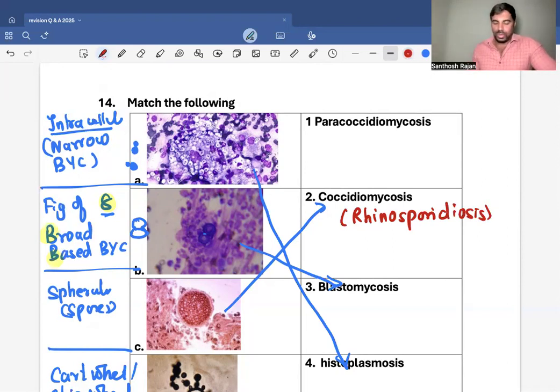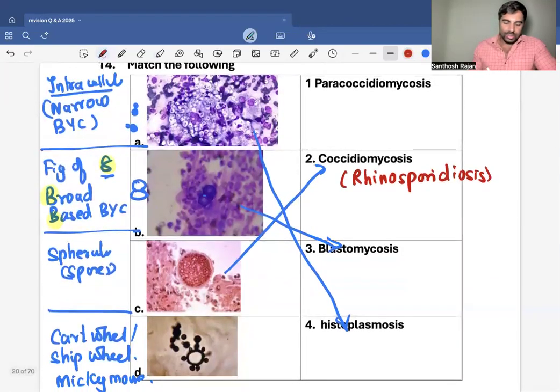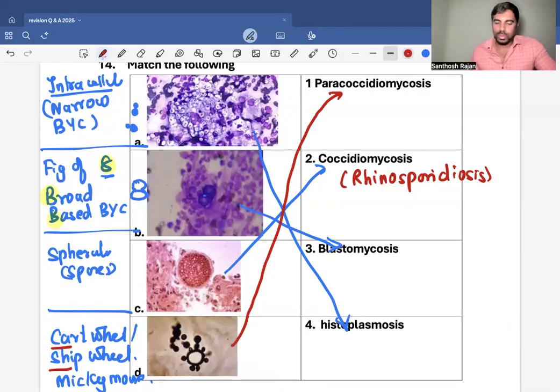Right. Now next, your last one is this cartwheel. We call it a pilot wheel, whatever. So all these things are paracoccidioidomycosis. You know that one. So these are the important things. You go and you know the picture and you have to remember it.